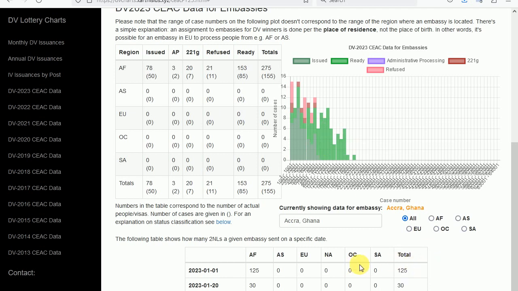So that's it for today. 30 new 2NLs have been sent out, and that's quite a remarkable figure. The embassy is doing its best, and we must commend it.